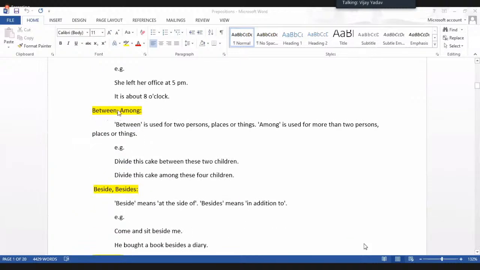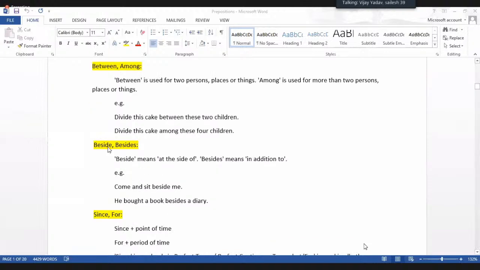And then here you have between and among. All of you know this: between for two and among for more than two. Between for two people, two things, two places, and for more than two, we use among. So here you have, divide this cake between these two children, and divide this cake among these four children. So for two, between; for more than two, among.